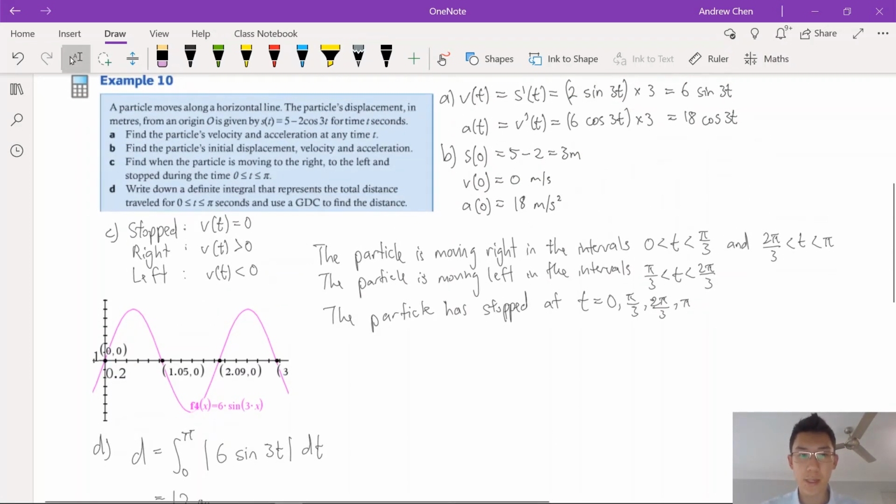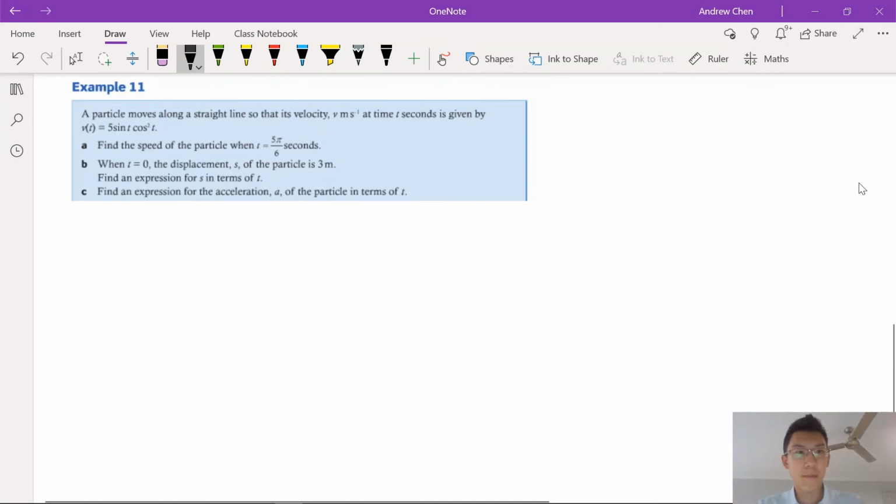All right, so that's example 10. And lucky last, example 11. A particle moves along a straight line so that its velocity at time t is given by this function. Find the speed of the particle when t equals 5 pi on 6. Let's try not to use a calculator here and put our trig skills to the test. So we want the speed. We've already been given the velocity function, so let's just sub in 5 pi on 6 for t.